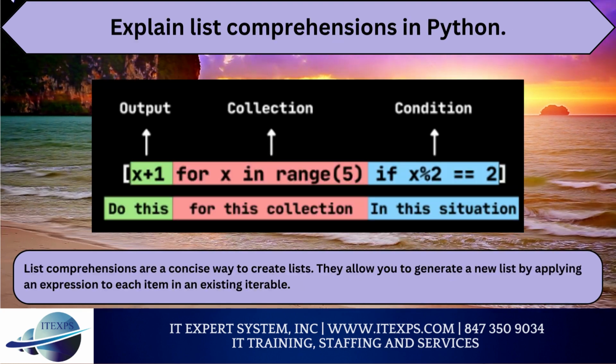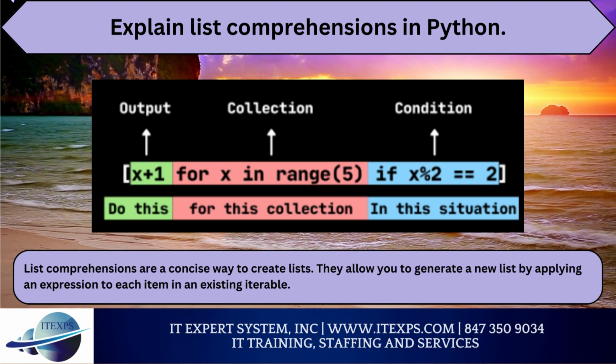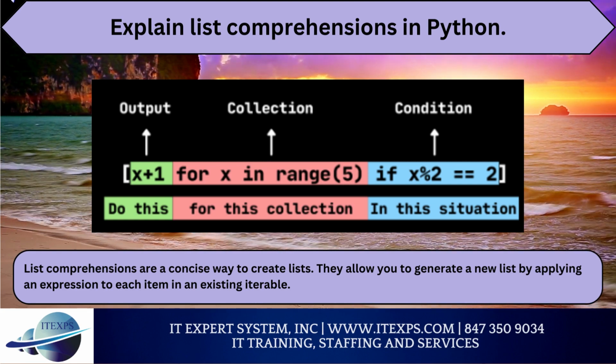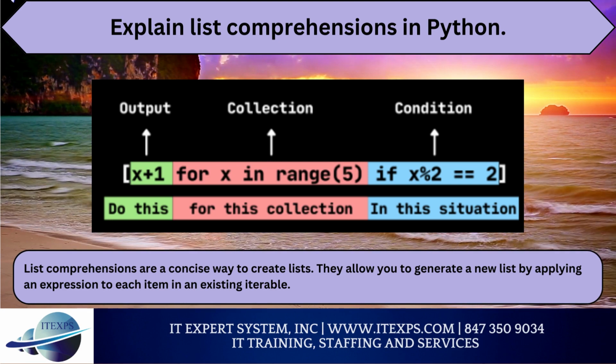Explain list comprehensions in Python. List comprehensions are a concise way to create lists. They allow you to generate a new list by applying an expression to each item in an existing iterable.